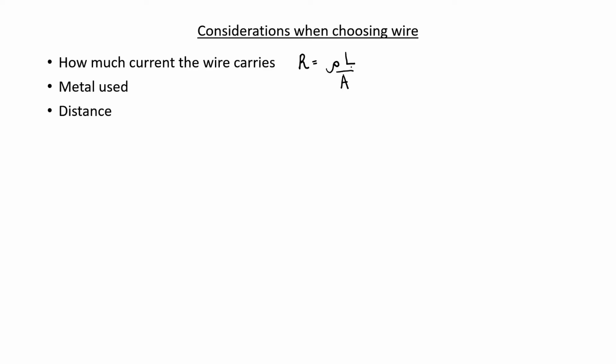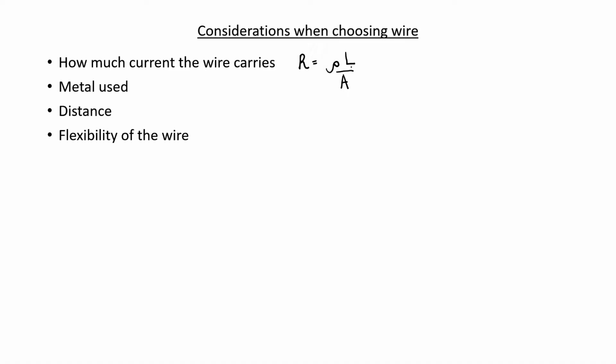Because this equation also contains L, the length of the wire, the distance over which you're going to transmit the power also makes a difference. There's always going to be a voltage drop across a wire because a long wire behaves a lot like a resistor. So if you have, for example, too much of a voltage drop across a length of wire, you can always use a thicker wire to counteract that voltage drop.